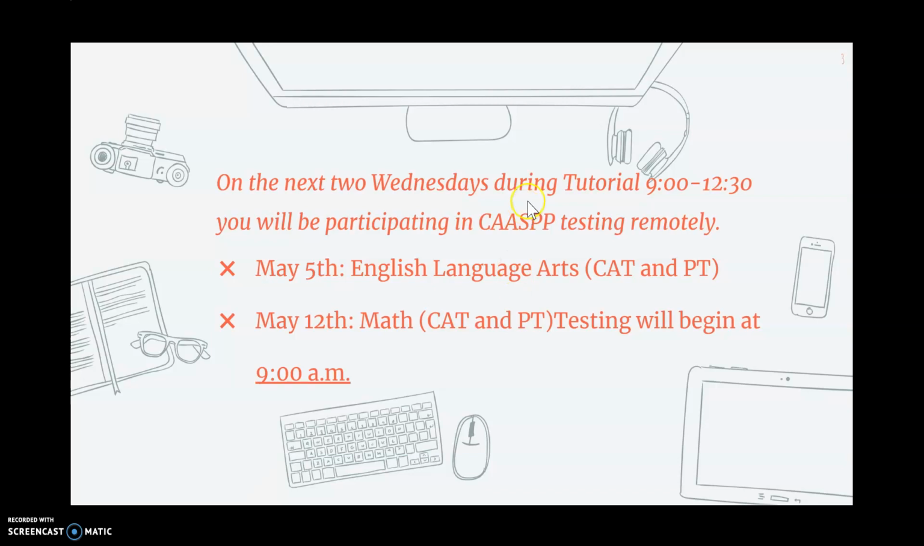You're going to be testing the next two Wednesdays from 9 to 12:30. On May 5th, you're going to be taking the English portion, which is two sections. There's a CAT, which is a computer adaptive test, which means if you get one right, it gets a little bit harder. If you get one wrong, it gets a little easier. And then the second part is a performance task, which is a 2-question free response. So they'll give you some info, and then you just write some short free responses.